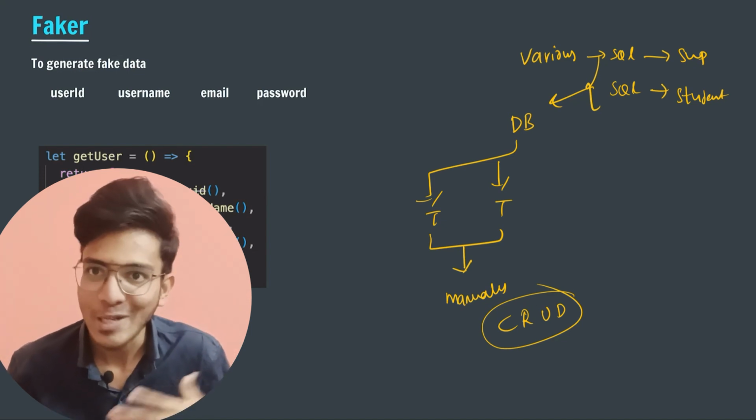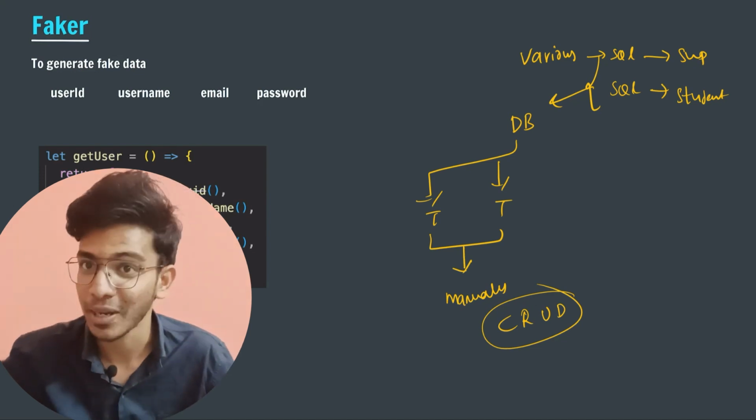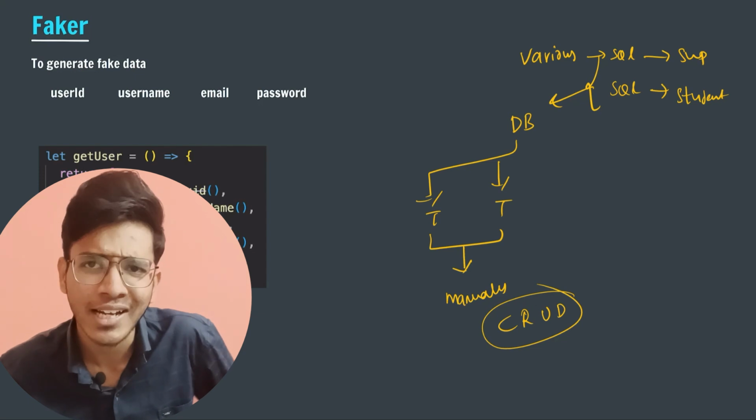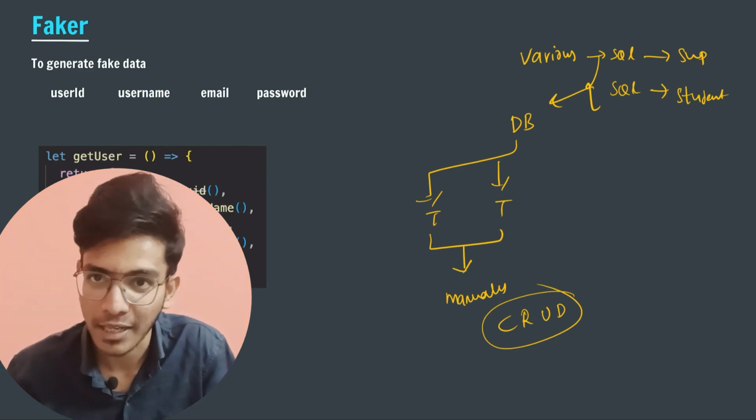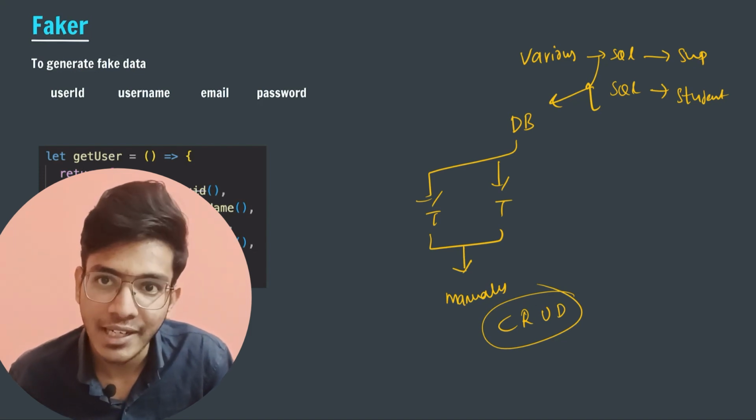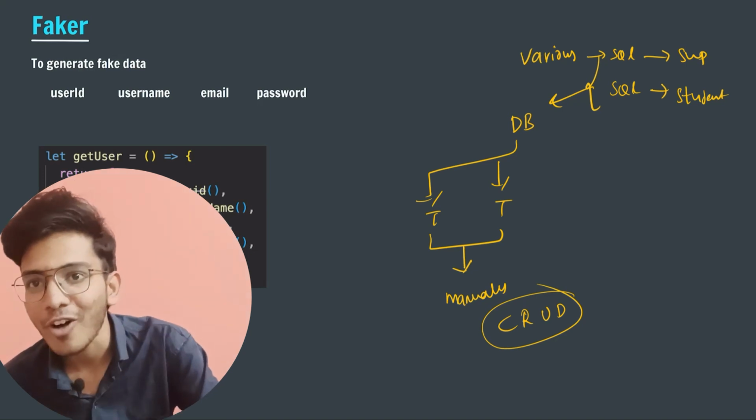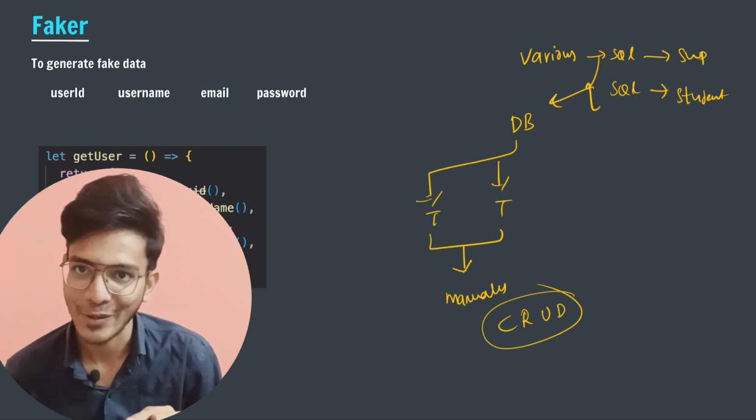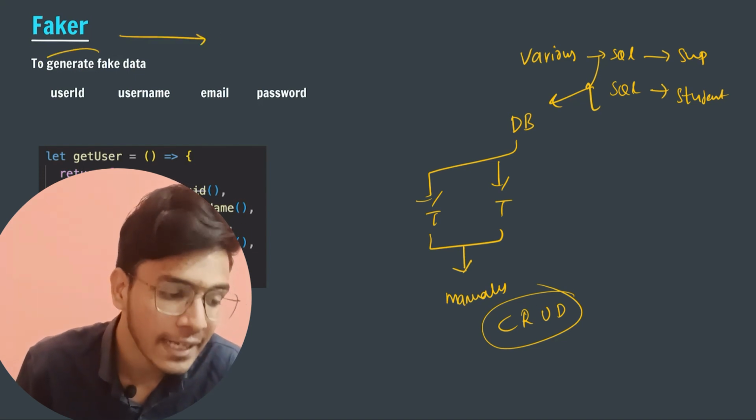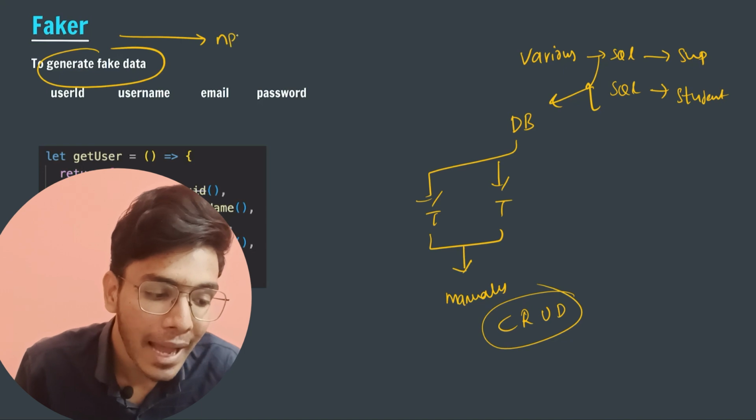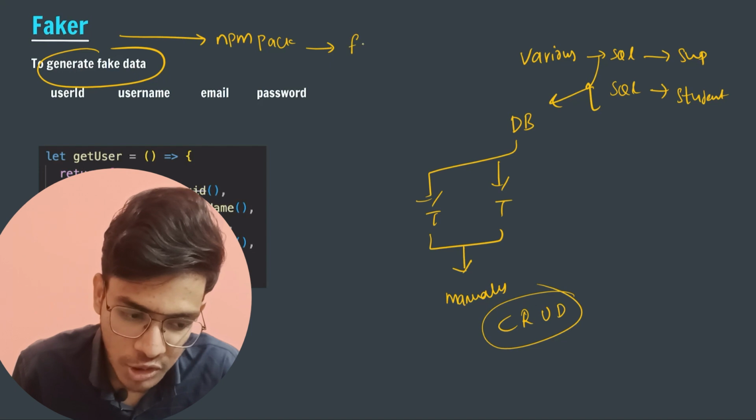But in this session, we are really good developers now. So here we are gonna use a package which is used to generate fake data. Automatically it will generate fake data, and we will take this generated data to perform our CRUD operations. Okay, so here faker.js is used to generate fake data. It is an npm package, and the whole name of this package is faker.js.